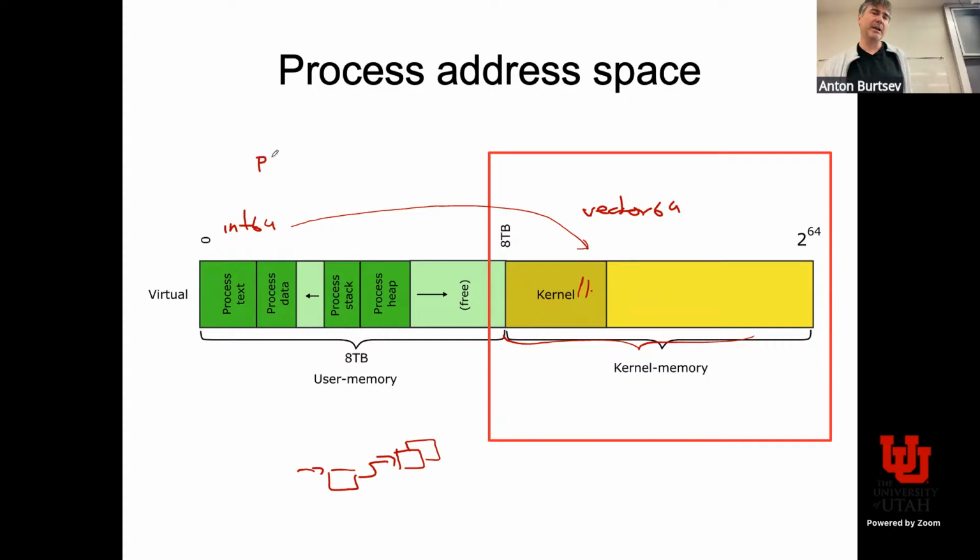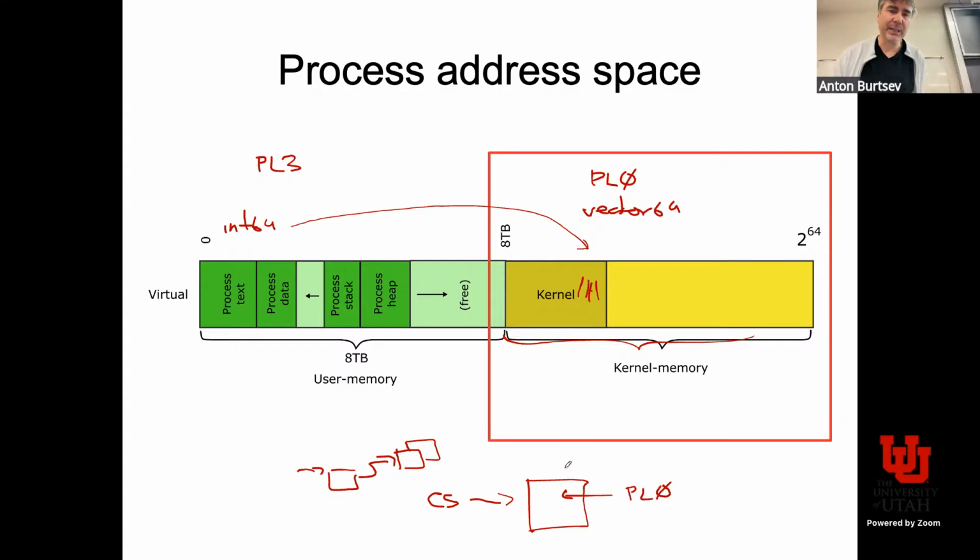So here we were running at privilege level 3. Here we're going to be running at privilege level 0, but that's fine. We know how to do it because the code segment which we're going to place in the IDT will lead us to the GDT entry, which will have privilege level 0, right? So that's fine. As long as the pages are mapped, we are fine. We don't have to do anything, right? So we map the kernel part of the address space.